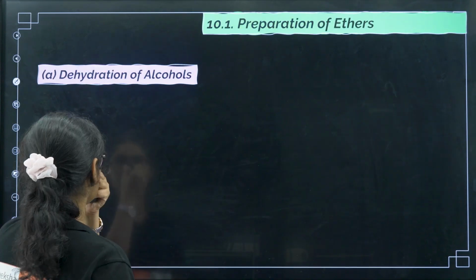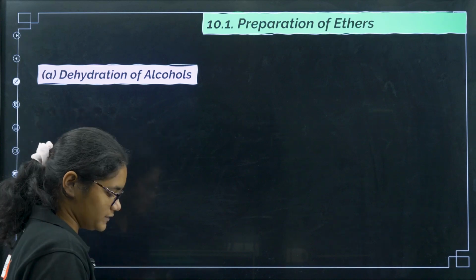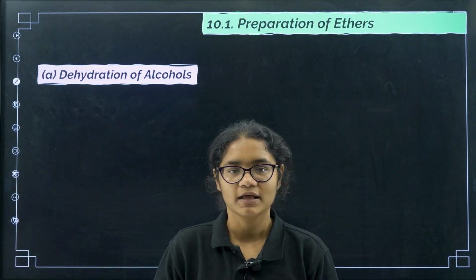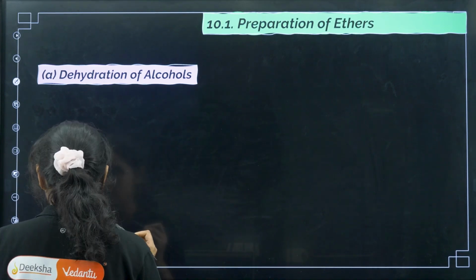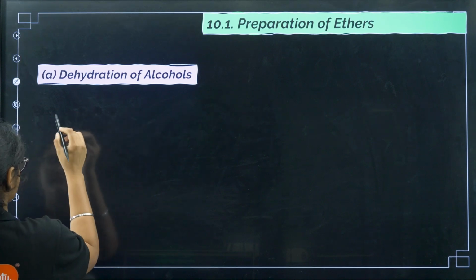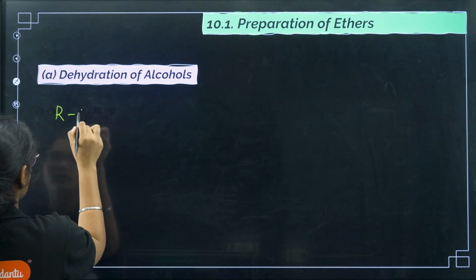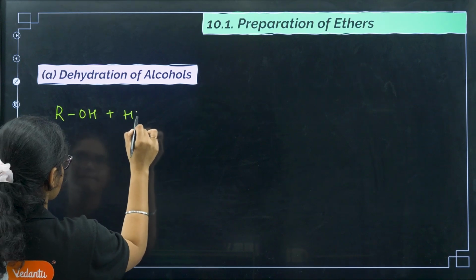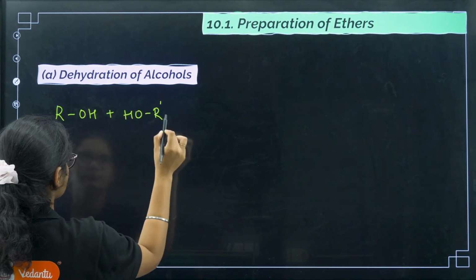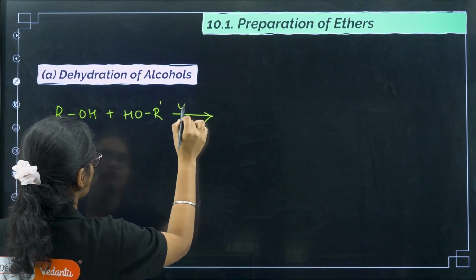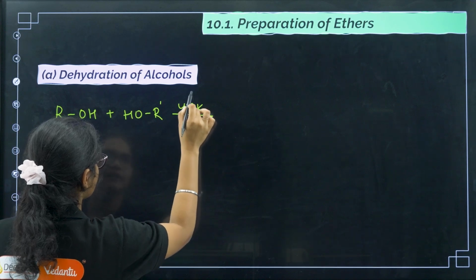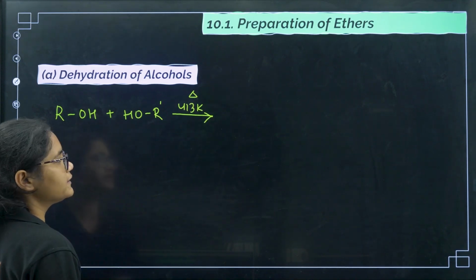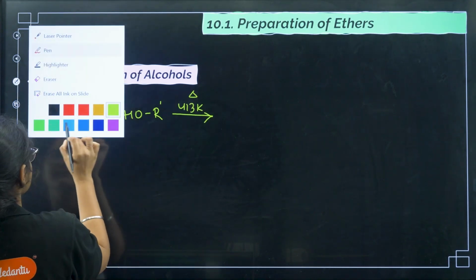First, if we talk about dehydration of alcohols, what is the mechanism here? Just see here, I'll first tell you what the trick is. We have ROH, 2 alcohols you need to take, at a temperature of 413 Kelvin. Heat it at a temperature of 413 Kelvin. What happens here?